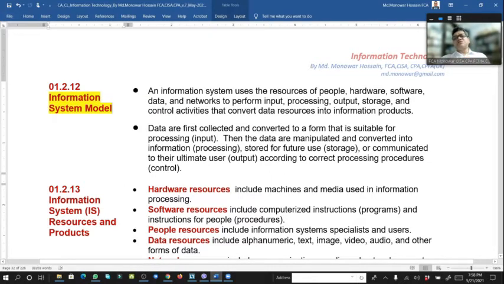An information system uses resources, we know, people, hardware, software, data, network, etc., and through the input produces the output, stores it, controls it, and that product, that means information product, can go for decision making for the top management. Data are first collected and converted to a form suitable for processing input. Then the data are manipulated or converted into information by processing, stored for future use, or communicated to their ultimate user, that is output, according to the correct processing procedure. This is the control. So the information system model is: input, processing, storage, output and control.